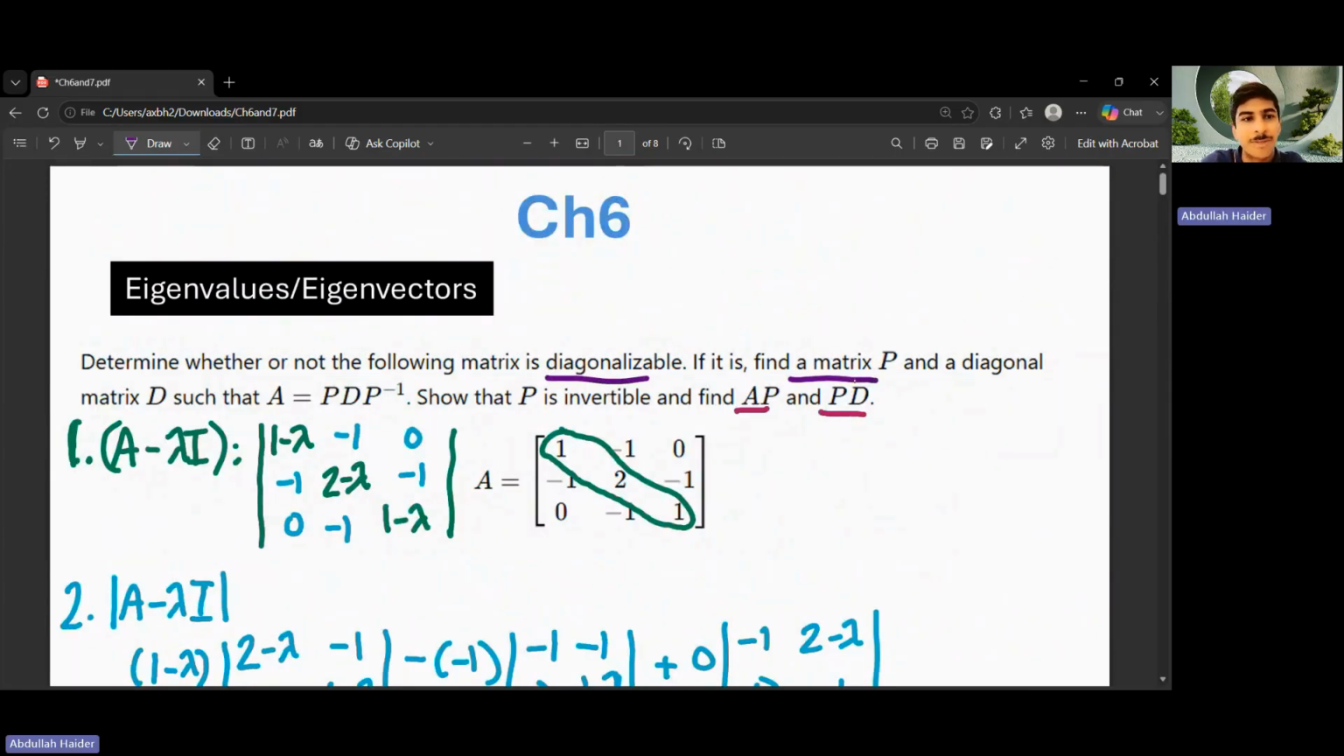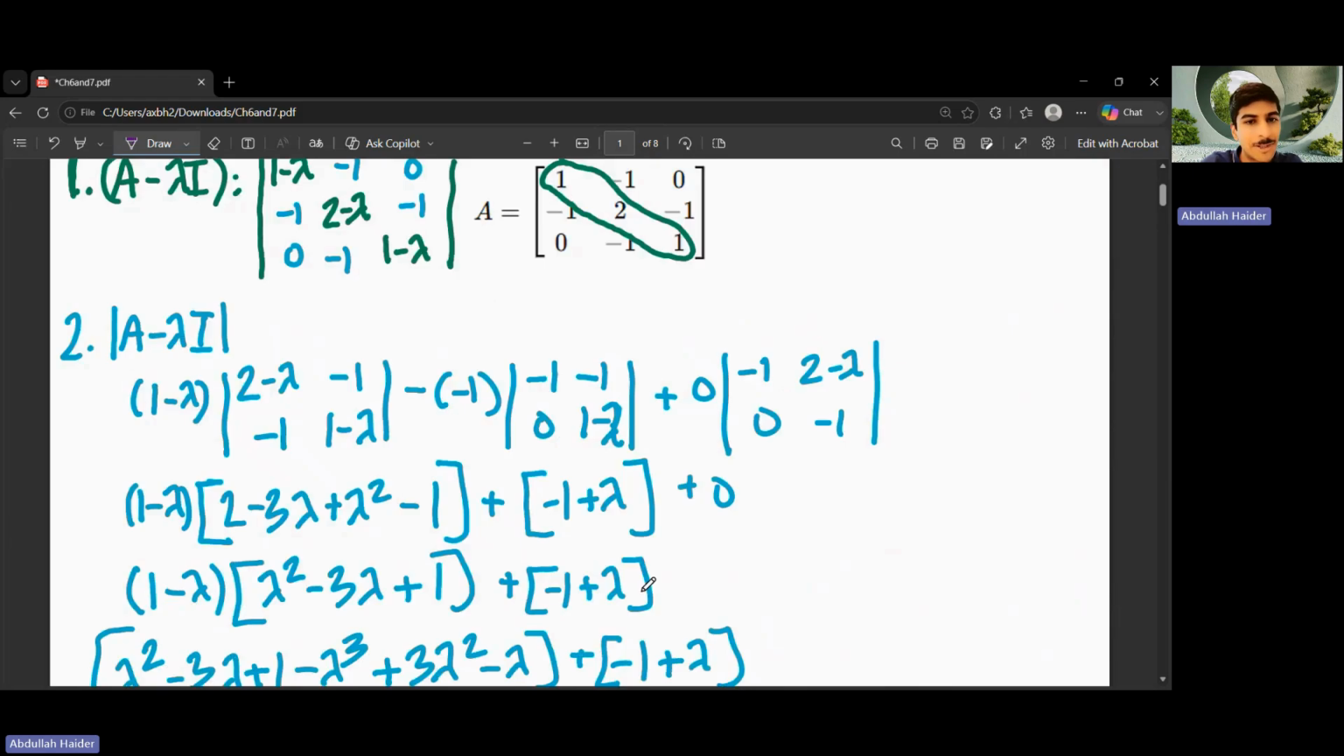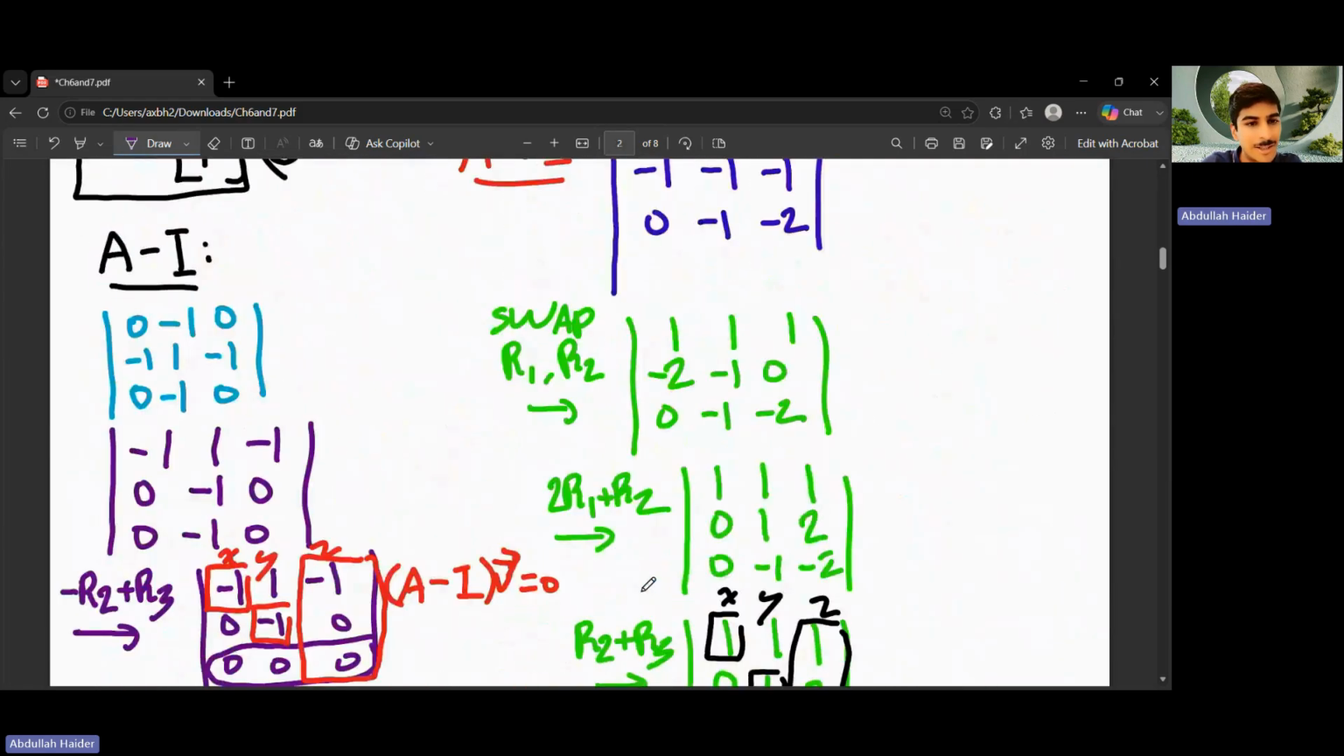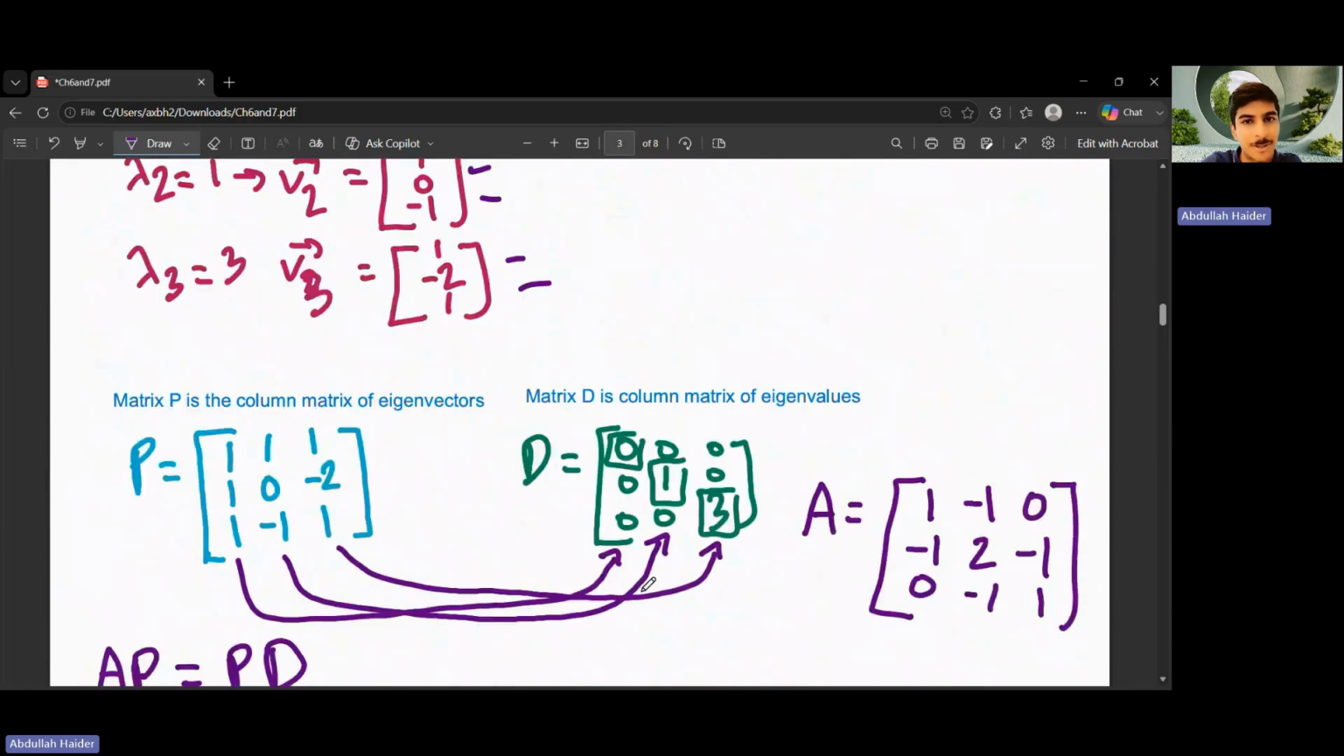So basically, we've answered this question. We found the matrix P, we found a diagonal matrix D, and we showed that. So you don't need to start multiplying matrices for this all over again. What we need to show is that P is invertible. How to show P is invertible? There are two ways. I'll just do the easiest way, which is you find a determinant.